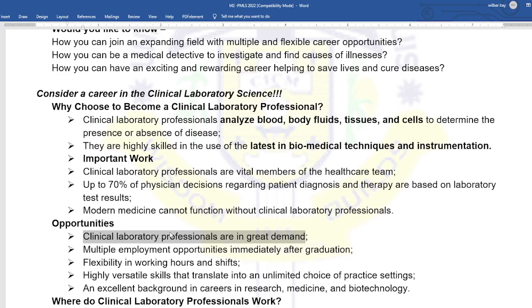Especially if that is through RT-PCR. Multiple employment opportunities immediately after graduation. So, we'll discuss this on the later part. Okay, kung ano yung multiple opportunities. Flexibility in working hours and shift.